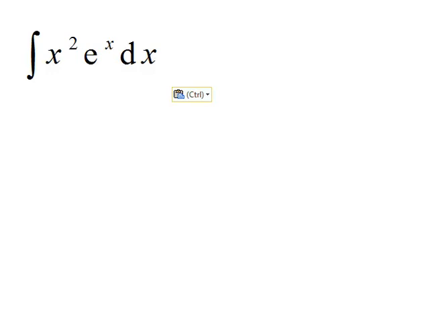We have here the integral of x squared e to the x dx. I see this product of two functions. I'm thinking integration by parts, and I'm going to try this for my u because x squared will go to 0 if I differentiate it enough times. And I'm going to call this my dv.